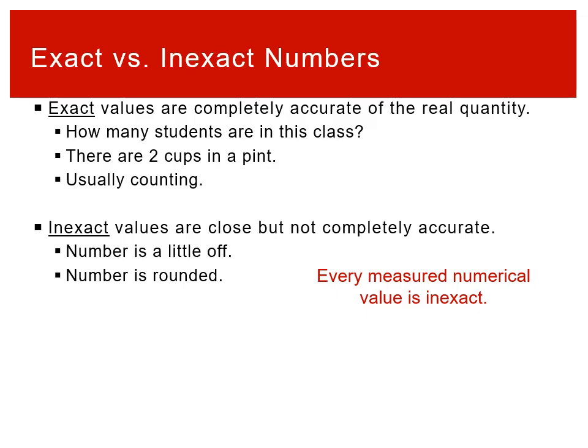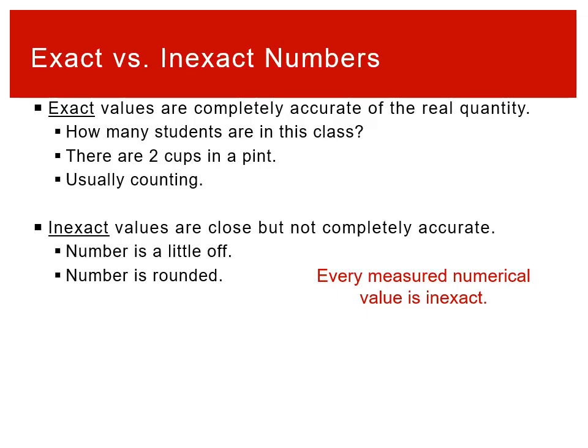So if you ask something like how many students are in the class, you could count that number and you would get, when you give a number, that there are 22 students in the class. That is fully accurate. You don't have any lost information. Another example would be the definition that there are 2 cups in 1 pint. It is exactly 2 cups. It's not 2.1 or anything like that. Exactly. So counting is generally how we come up with exact numbers.